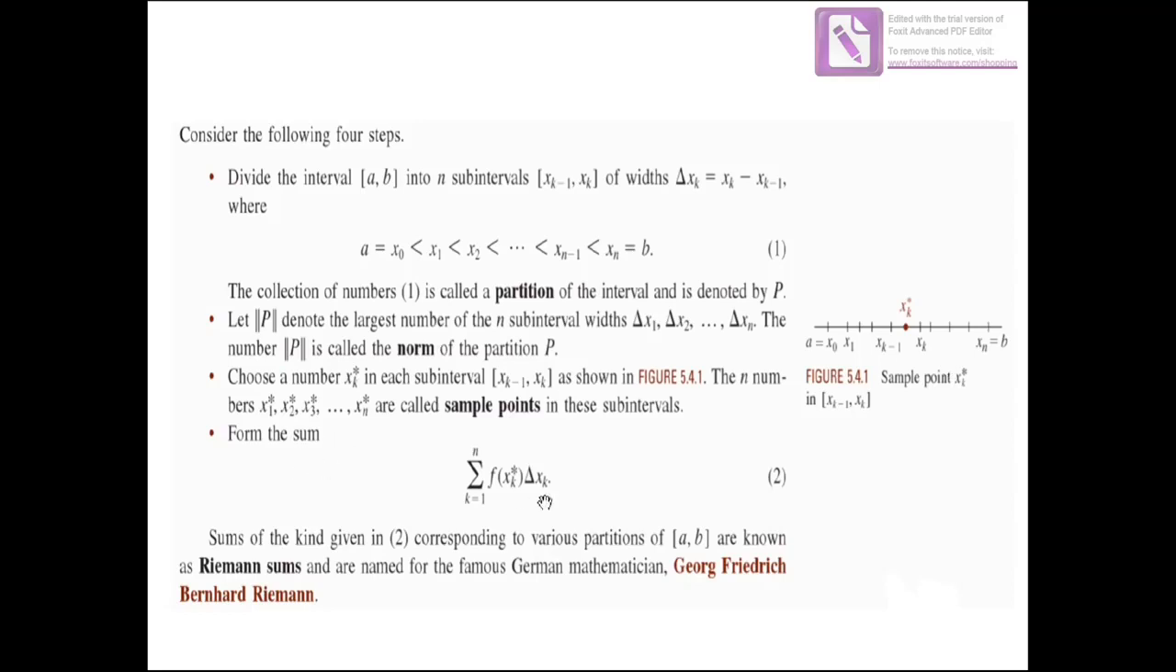And from the sum, here we have the summation of f(x_k star) delta x_k. Sums of the kind given here, corresponding to various partitions of a to b, are known as Riemann sums, and are named after the famous German mathematician.